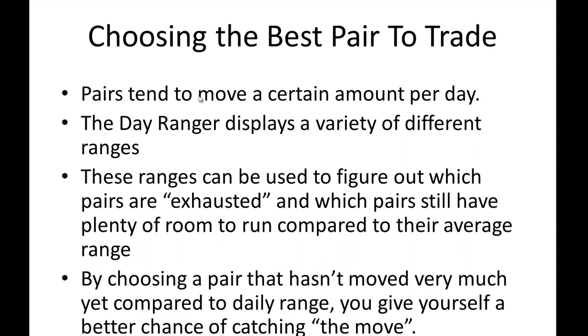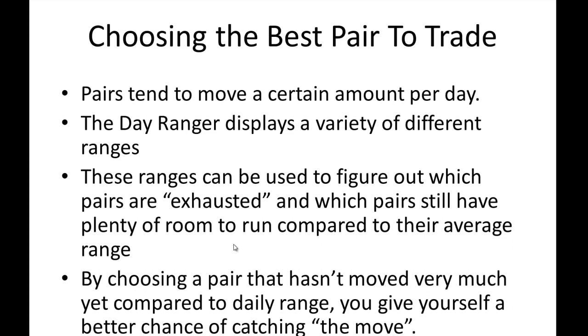The Day Ranger gives you a display of the different day ranges: current day range, yesterday's range, the 5-day range, the 10-day range, and the 30-day average. I use these ranges to figure out which pairs have been exhausted, meaning they have already moved their normal amount and therefore probably won't extend beyond that, and which pairs still have plenty of room to run compared to their average range, which generally leads to the pair having to meet that average, and so there's still a move to be had.